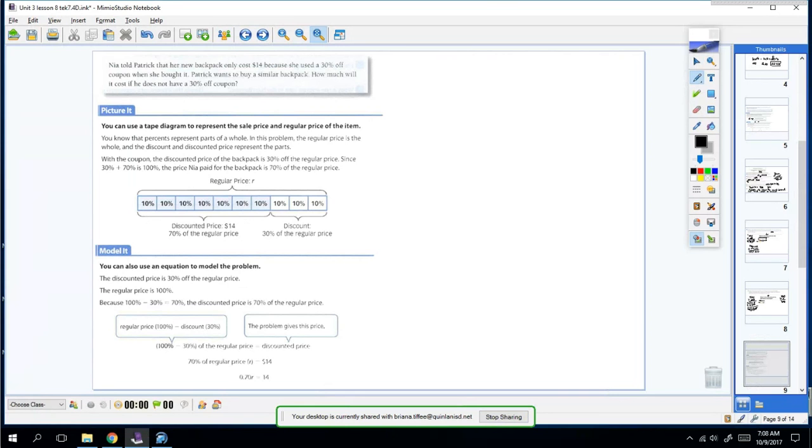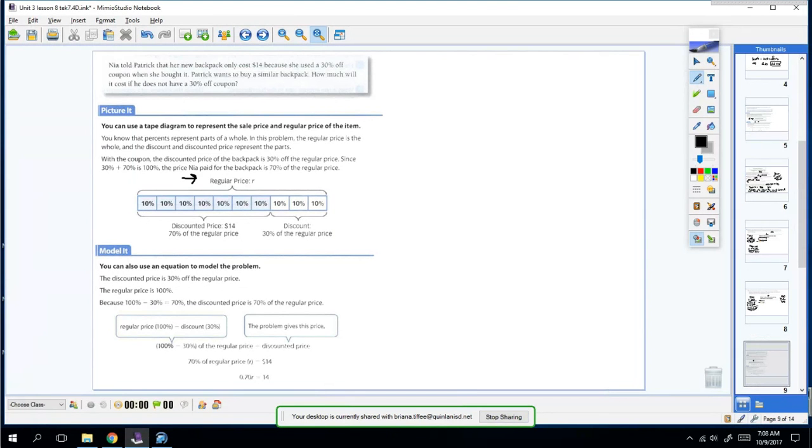So what is happening is she says the price that she got the backpack for was $14 after she used a 30% off coupon. What we're trying to figure out is our regular price. We're trying to figure out our regular price. So we're actually going to use a different type of formula.